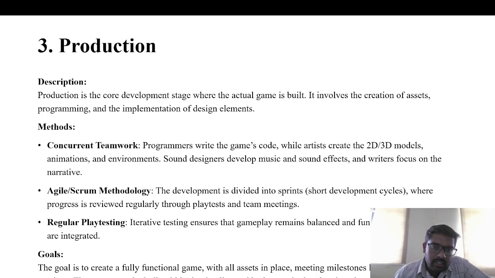So the pre-production has been done, and here comes the third stage, called production. In the production stage, the core development stage, the actual game is built. It involves the creation of assets, programming, and the implementation of the design elements. So this is the main phase to develop our game. And we have the methods of concurrent teamwork and agile methodology, because each team has to be divided into sprints in order to achieve our goals. Then regular playtesting is conducted in order to ensure the smooth functioning of the game. So the goal is to create a fully functional game here, which is called production.